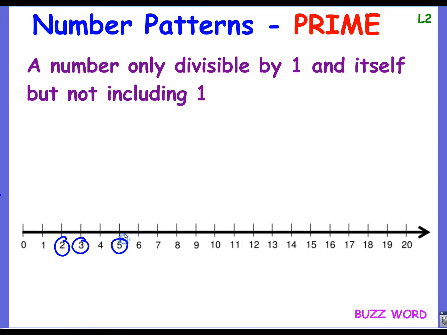So then it's 5, 7, 11, 13, 17, and 19. So these are the prime numbers between 0 and 20. So these numbers are only divisible by 1 and themselves.